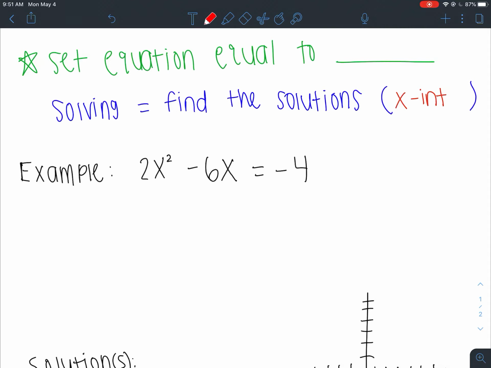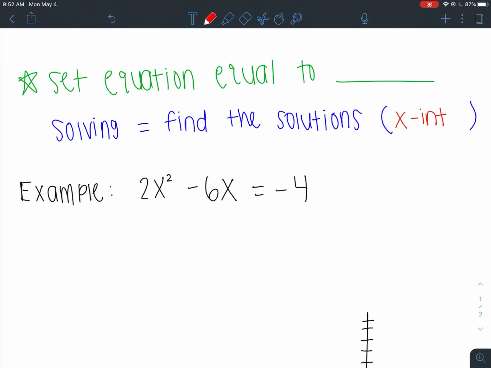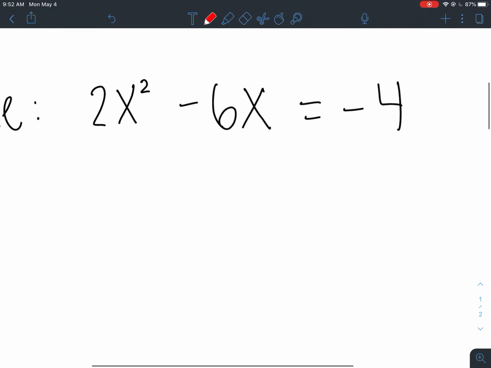Now, we're solving by graphing, which means when we graph it, we're basically looking for the x-intercepts, and those are our solutions. But the very first thing you want to do every time you encounter a solve by graphing problem, you want to make sure you set it equal to 0. So you want one side equal to 0 when you do this. Okay, so we have 2x squared minus 6x equals -4.